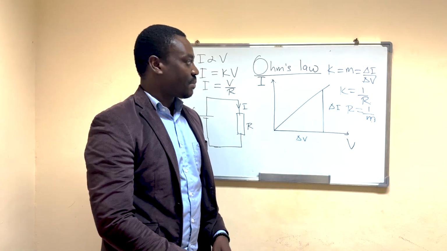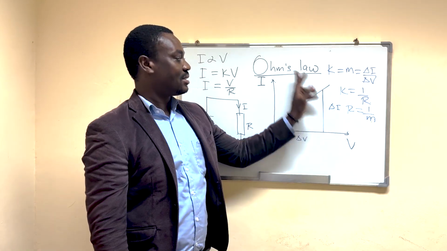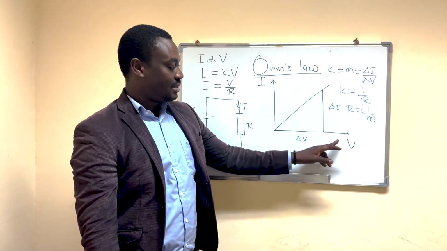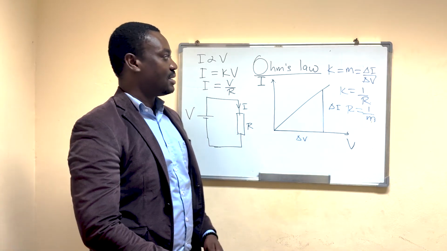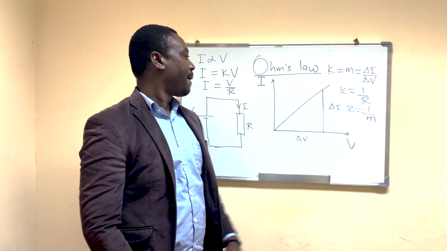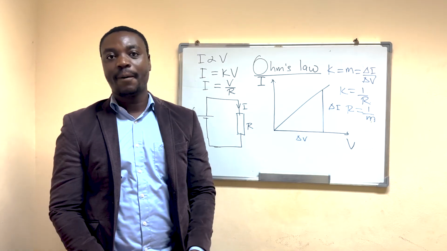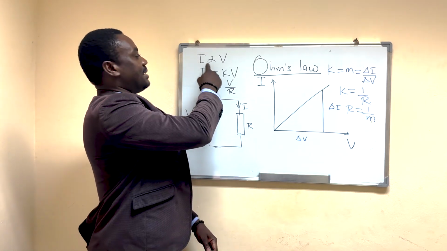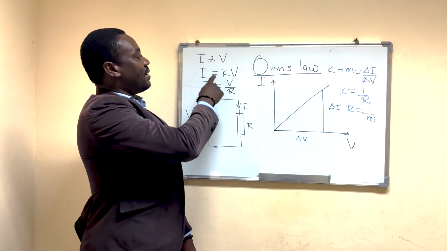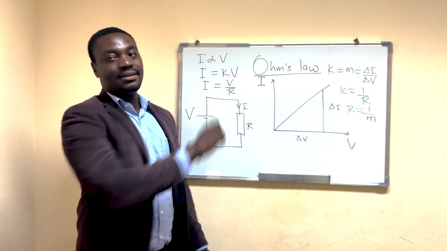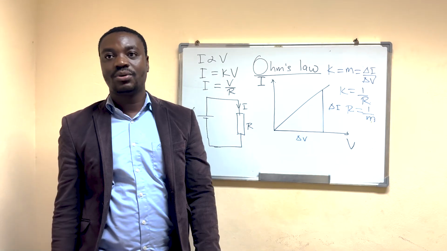We have the slope being equal to change in what? Current, which is on the y-axis, over change in voltage, which is on the x-axis. So we have the slope being equal to this. Now that we've done this, we come to Ohm's law. The current here is proportional to the voltage supply. We can now change the proportionality sign to an equal sign.